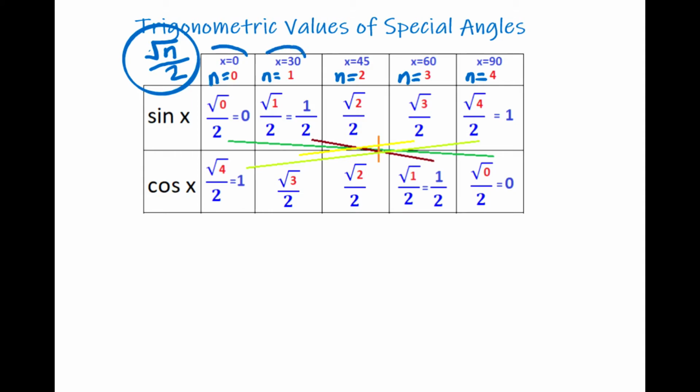When x is 30 degrees, we're going to put n as 1. When x is 45 degrees, n is 2. When x is 60 degrees, we're going to take n as 3. And when x is 90 degrees, then we're going to have n as 4.